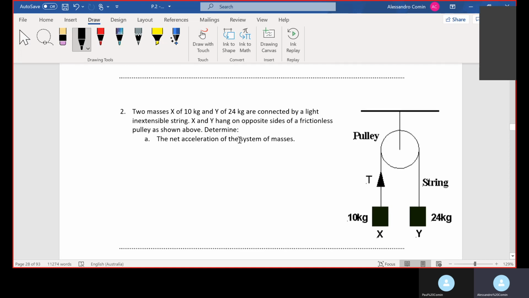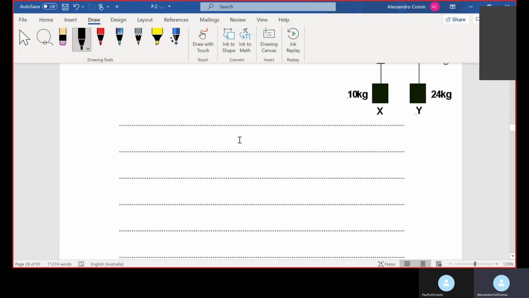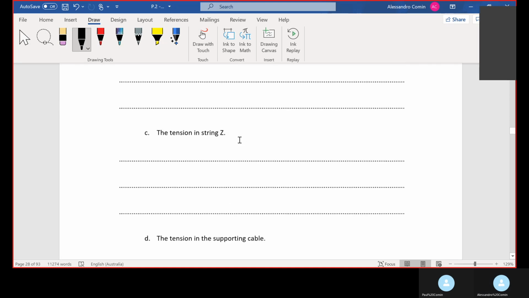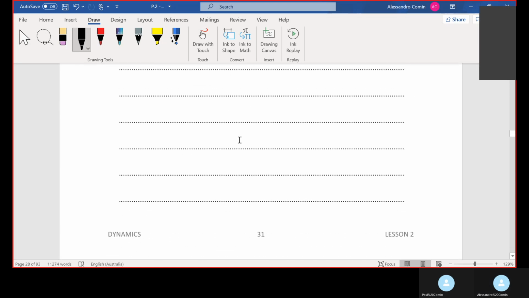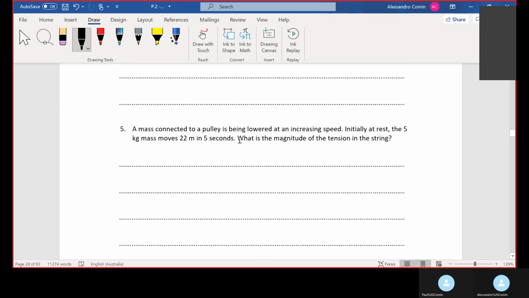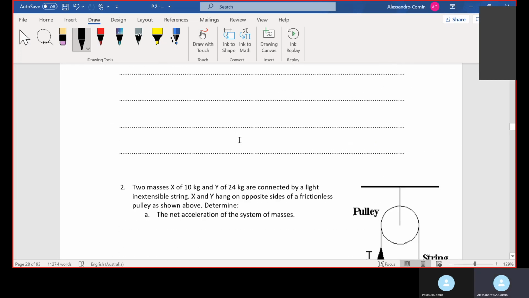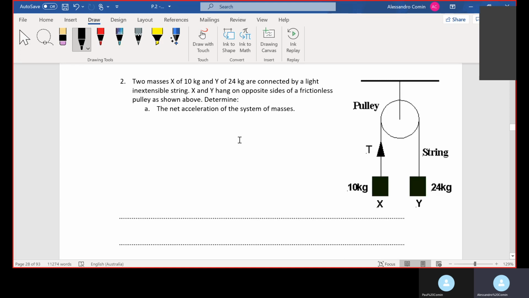So you should be able to do question 1, but I will do question 2. Are there any other questions I need to do? Okay, let's do question 2, and then let's do question 5.